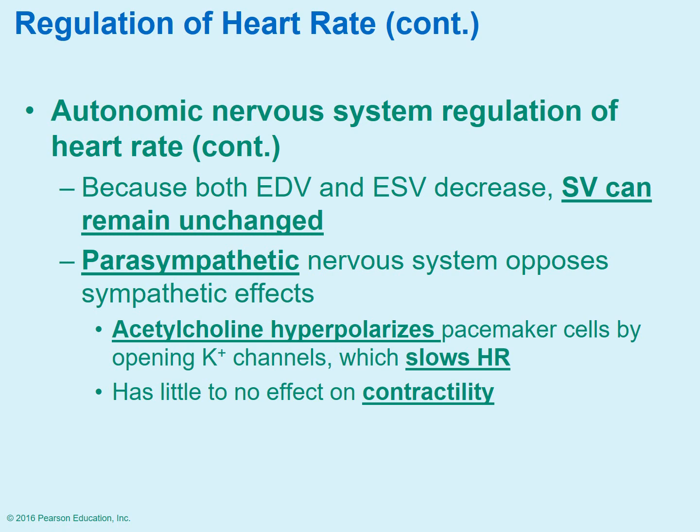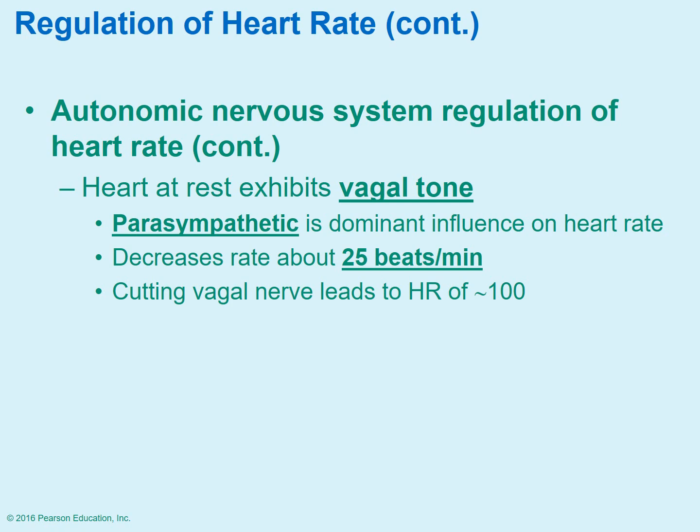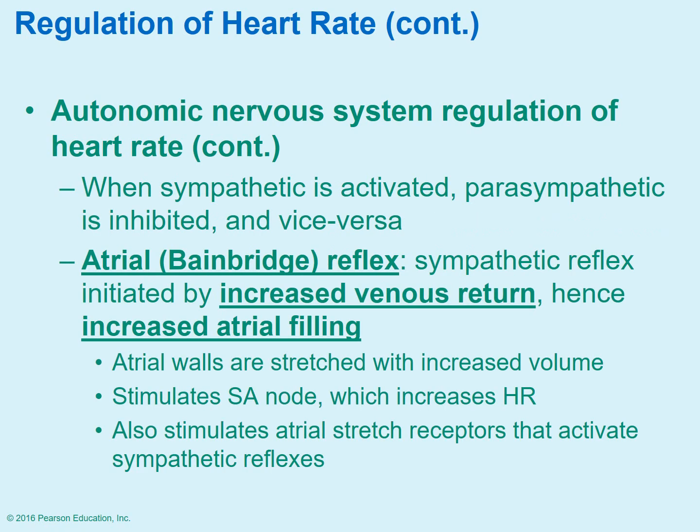Now, the parasympathetic nervous system does the opposite. It's going to slow it down. Acetylcholine hyperpolarizes the pacemaker cells. Remember, hyperpolarization is when it becomes even more negative, getting even further away from generating an action potential. Basically, it's going to slow the heart rate. The parasympathetic is going to be the main influence on the heart rate. It will decrease that heart rate, and then you do have other effects that are going to play a role in the heart rate. When the sympathetic division is activated, then the parasympathetic is going to be inhibited. So one's inhibited, one's activated.